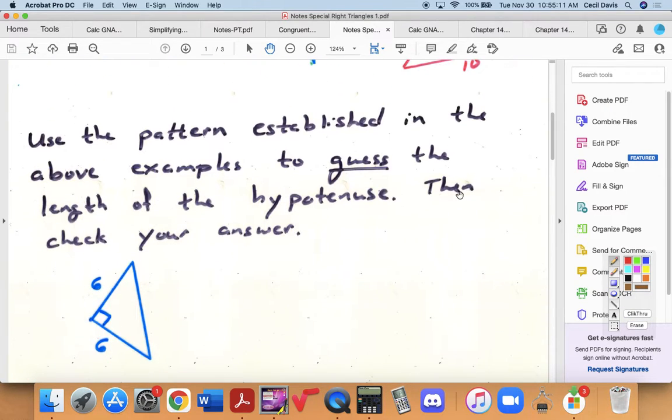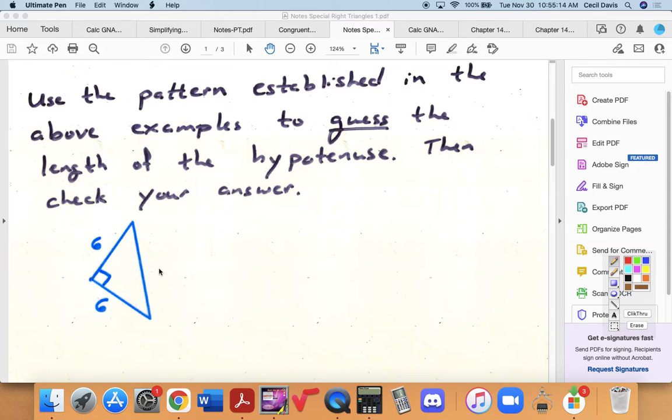So, based on that, what do you think the length of the hypotenuse on this one will be? 6 square roots of 2. And it's an isosceles triangle, right? What does that mean about the two base angles? They're congruent, and they're both how much? 45. So, in an isosceles right triangle, which is also called a 45-45-90 triangle, the hypotenuse is equal to the length of the leg times the square root of 2.